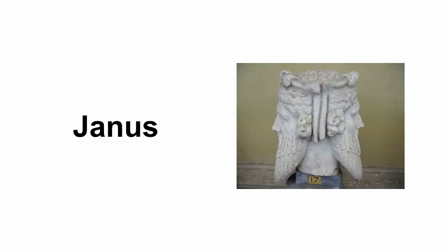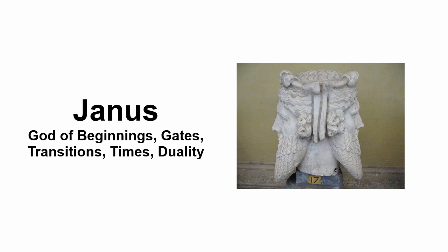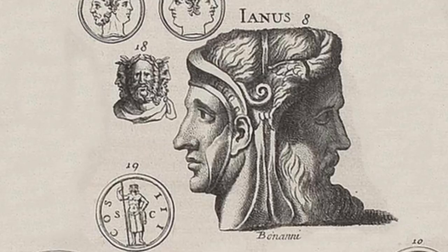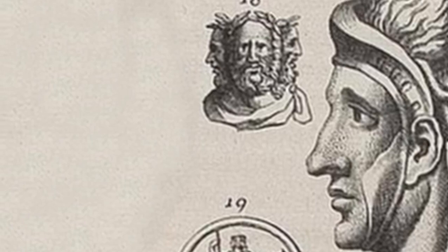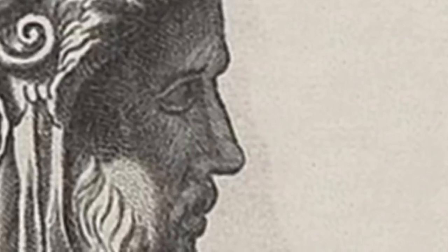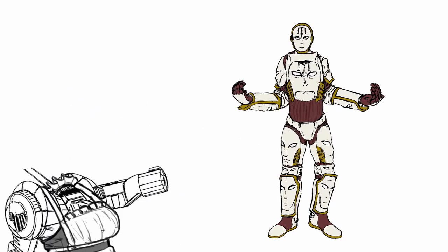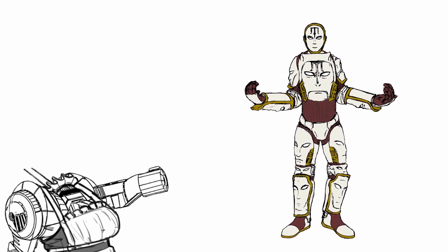In Roman mythology, Janus is the god of beginnings, gates, transitions, time, duality, doorways, passages, frames, and endings. Depictions of him usually showed him as having two faces, one in front to look into the future, one behind to look back at the past. You could say that, to put it shortly, Janus is the god of boundary. Named after the god, Janus sees no meaning in the value of distance, as all is equal before it.